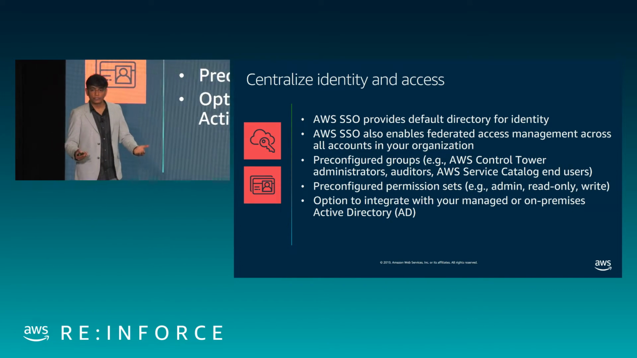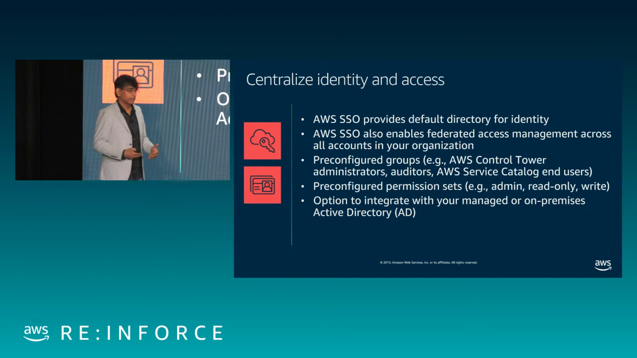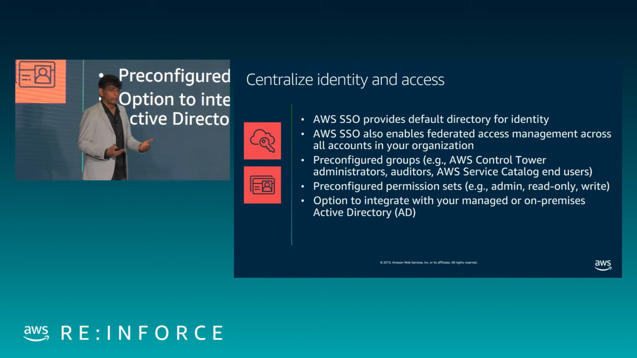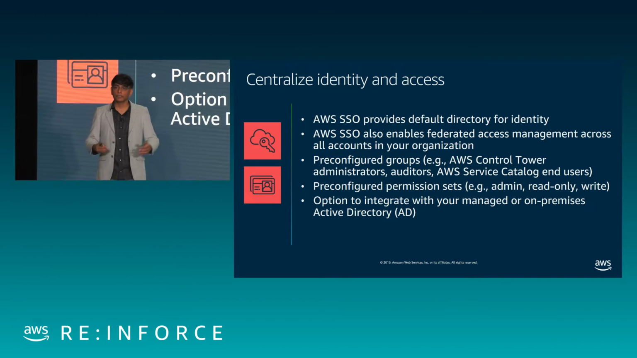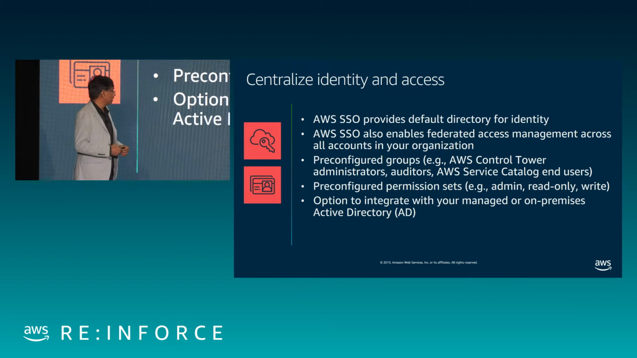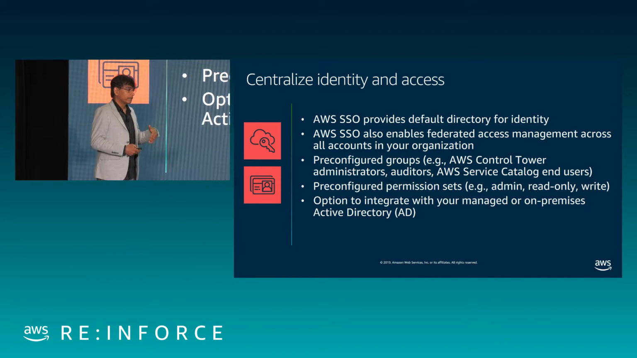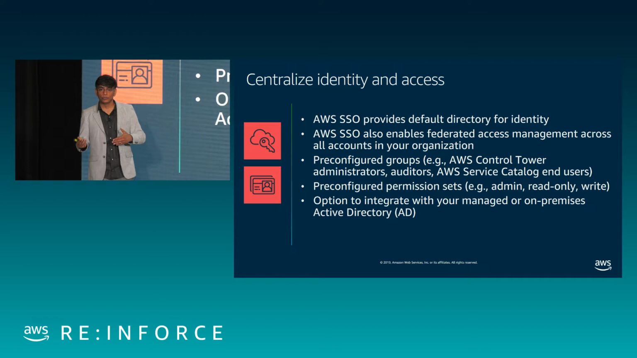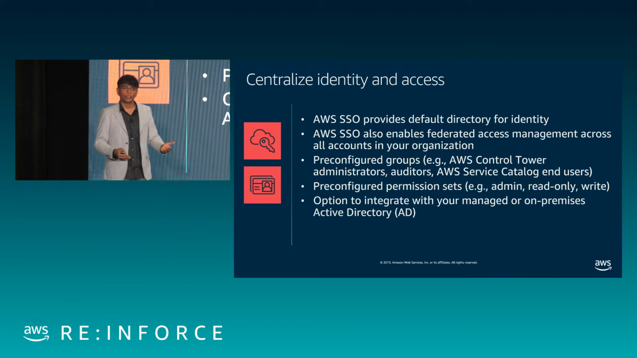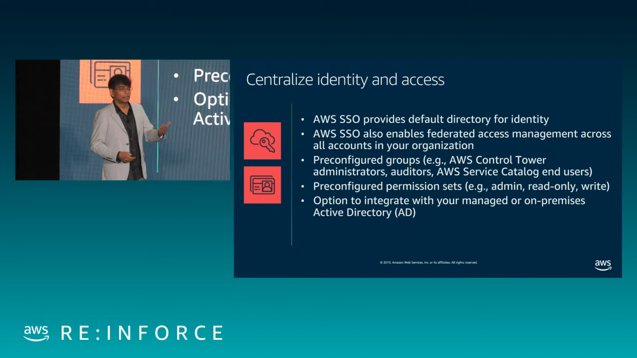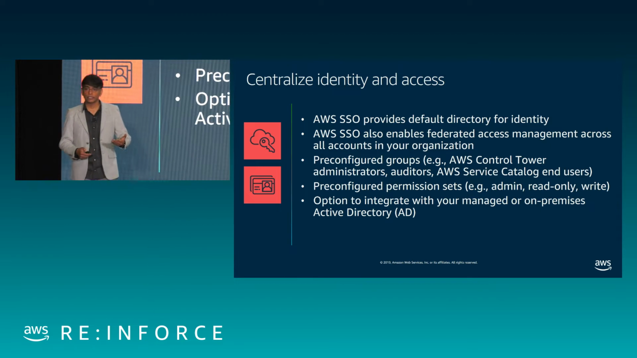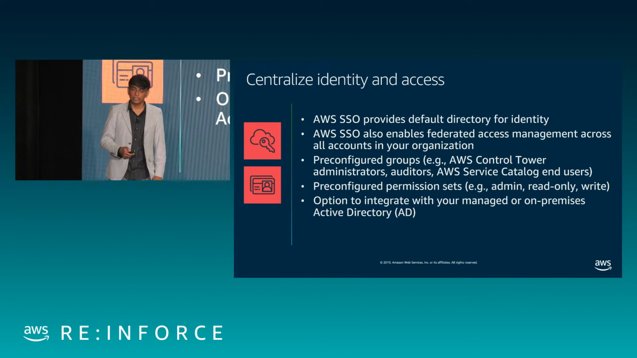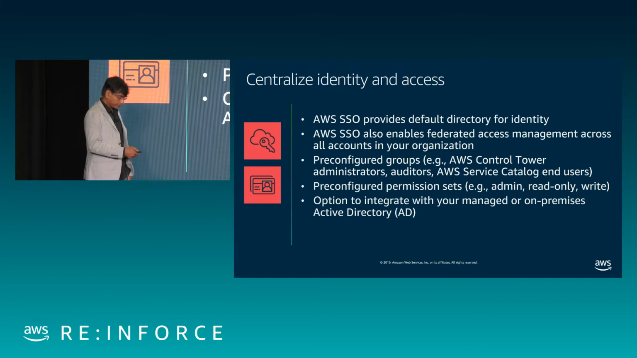But you can go into SSO and are free to configure more groups and users depending on how you want to provide access and define different specialized roles within your organization. And if you're wondering if you have Active Directory that you want to integrate with, you can go into AWS SSO and configure SSO to work with your Active Directory, both on-premises or managed on the cloud, using Active Directory connector and AWS Directory Service.